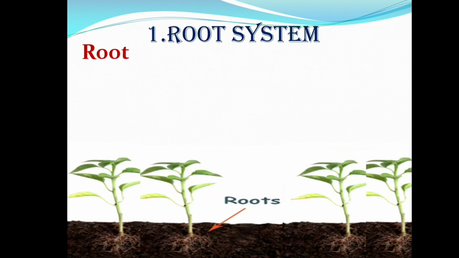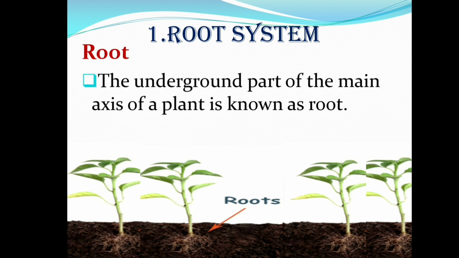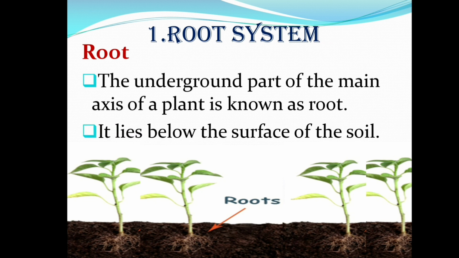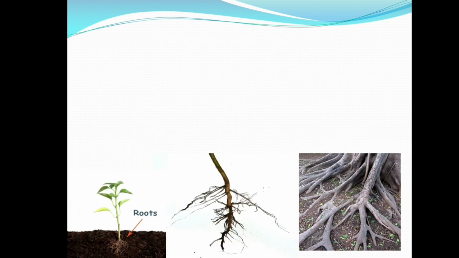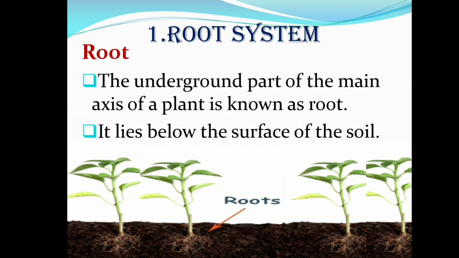Root system. Root. The underground part of the main axis of a plant is known as root. It lies below the surface of the soil. So root is the underground part of the main axis of a plant, so that is known as a root. You can see here in the picture, roots are the main axis of a plant. It is the underground part, so it lies below the surface of the soil.